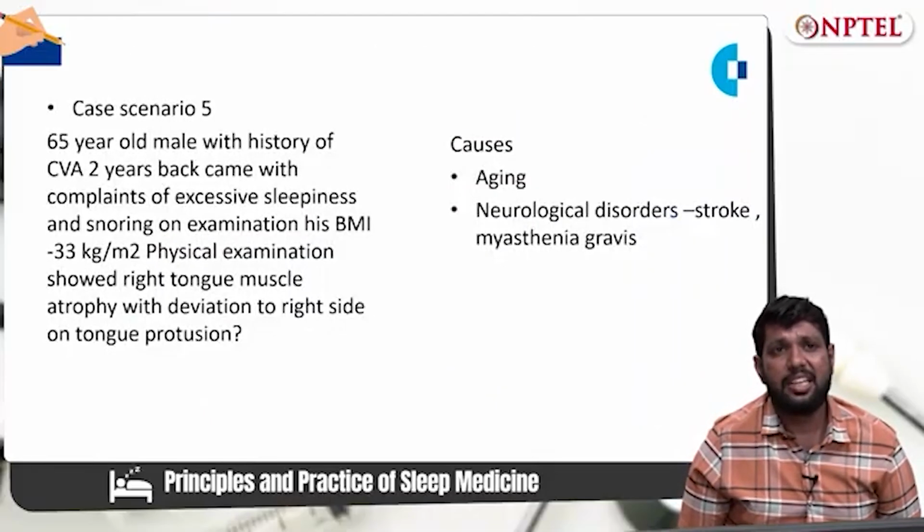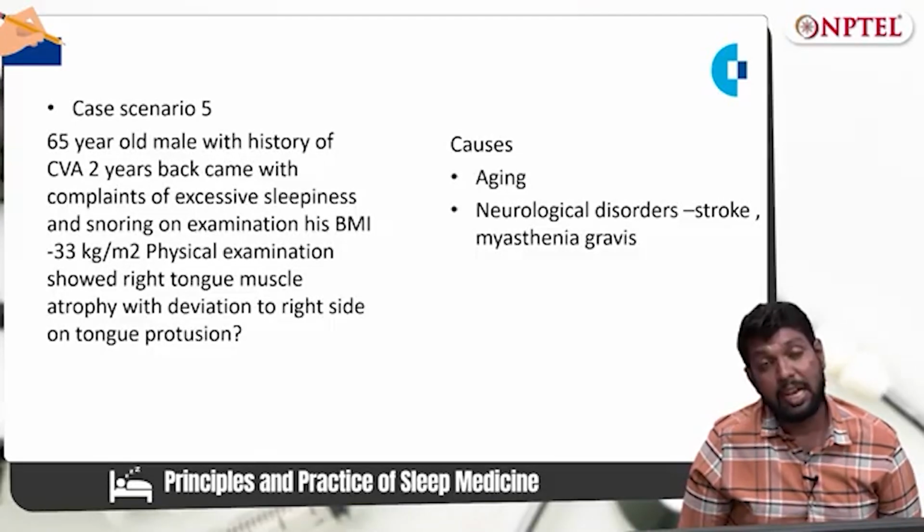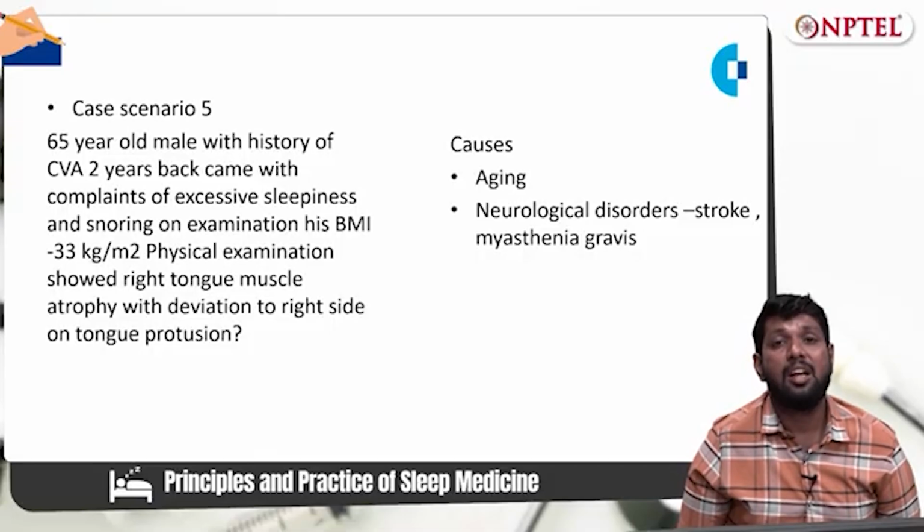So, a 65-year-old male with a history of CVA 2 years back came with the complaints of excessive sleepiness and snoring. On examination, his BMI was 33 kg per meter square. On physical examination, he showed right tongue muscle atrophy with deviation to the right side on tongue protrusion. The patient is diagnosed to have a stroke.